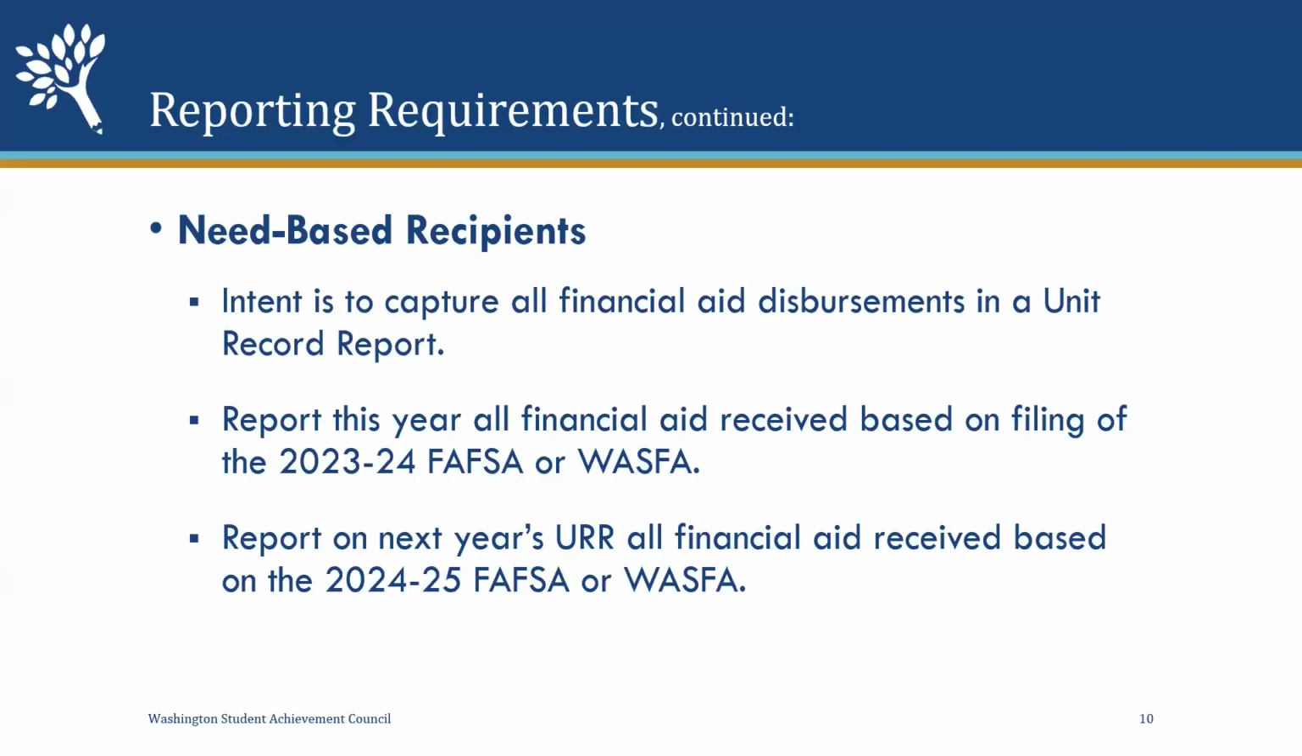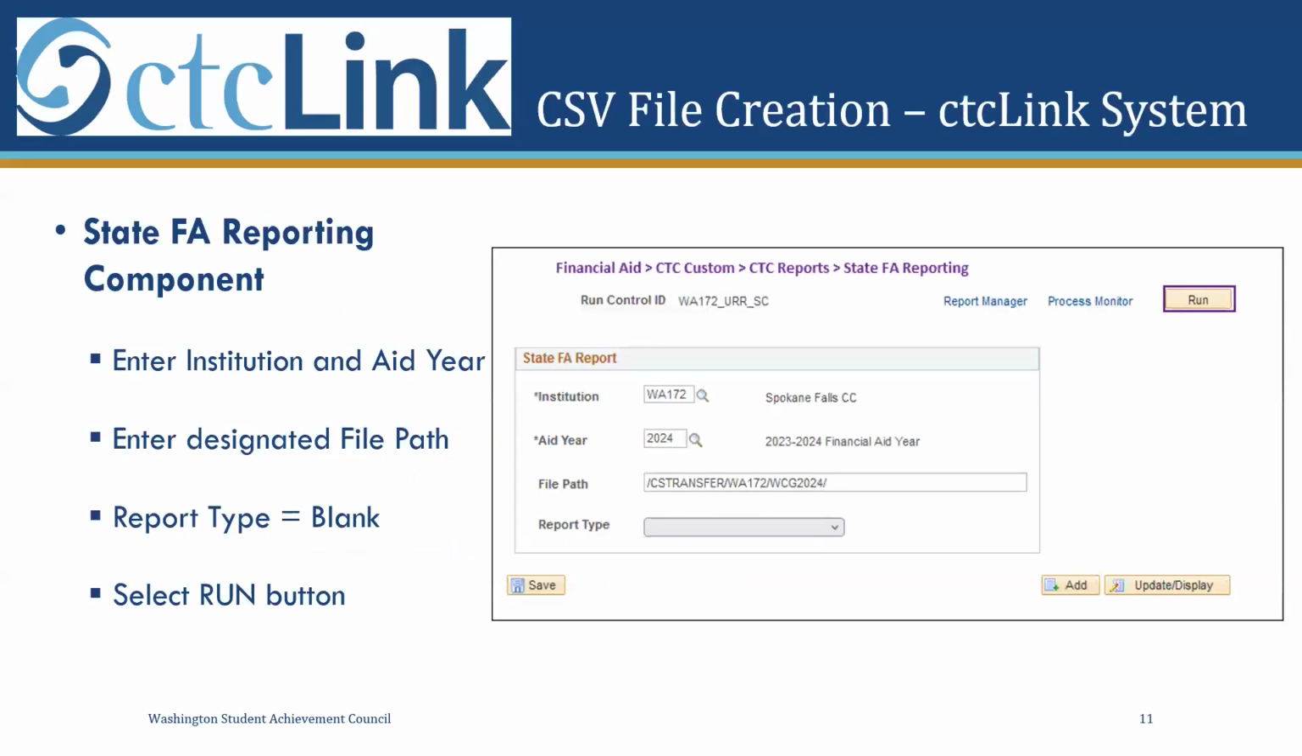For need-based, when we ask for need-based recipients, what we're doing is trying to capture all the financial aid disbursements in the unit record report. So this year, of course, is reporting all the 23-24 folks who filed a FAFSA or WASFA. And next year will be those who were on the 24-25 FAFSA or WASFA. It's all yours, Stephanie.